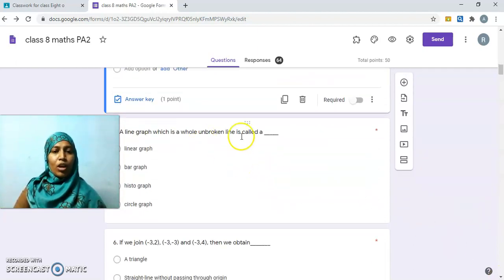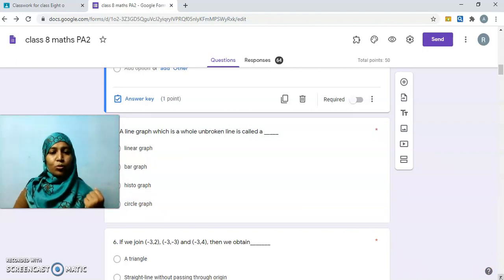A line graph which is a whole unbroken line is a linear graph. Even in this simple question, few of you have made an error. I don't know how. It's a very simple thing. Line graph, unbroken line. It's surely a linear graph. It's not possible to talk about bar graph, histogram, circle graph. I don't know, even in this question, few of you have made mistakes.